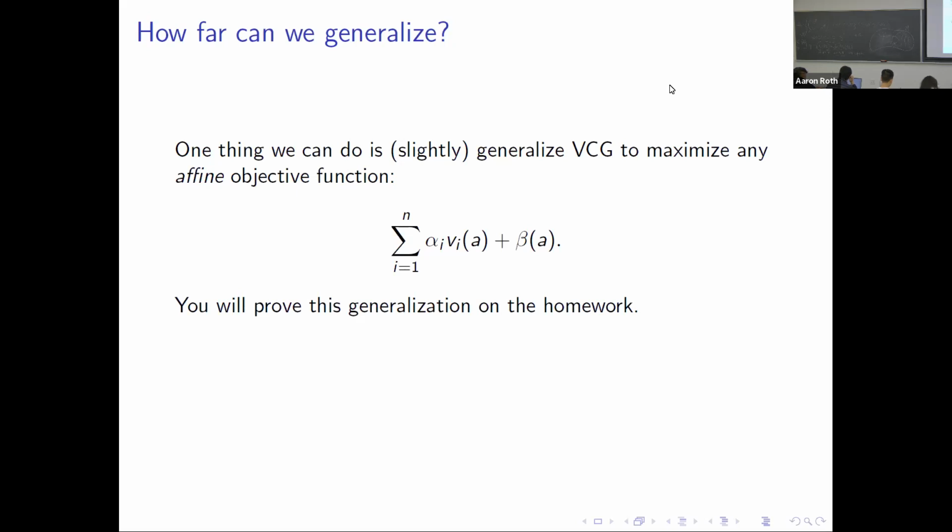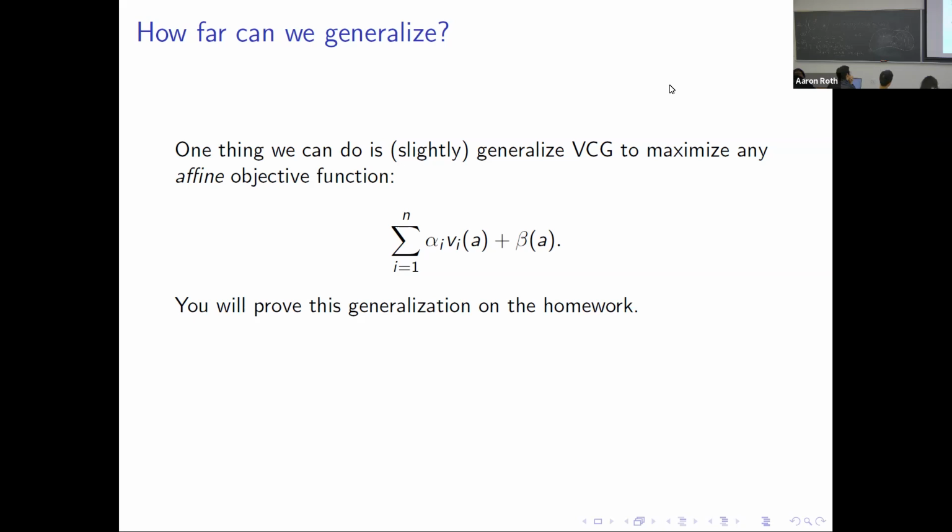So you could take the social welfare objective and maximize instead an affine transformation of that, where I differently weight people's values, and maybe I have preferences myself as the mechanism designer. So this is a pretty easy extension of what we did in class last time, and you'll do it on the homework.